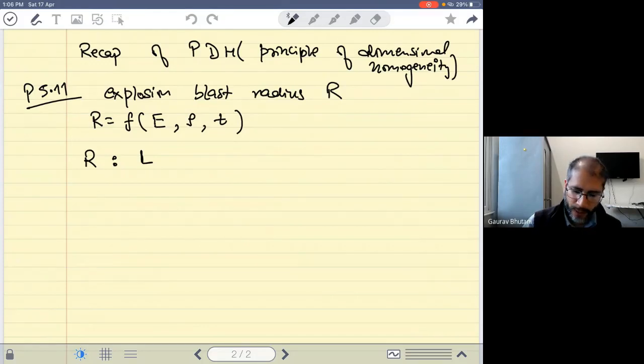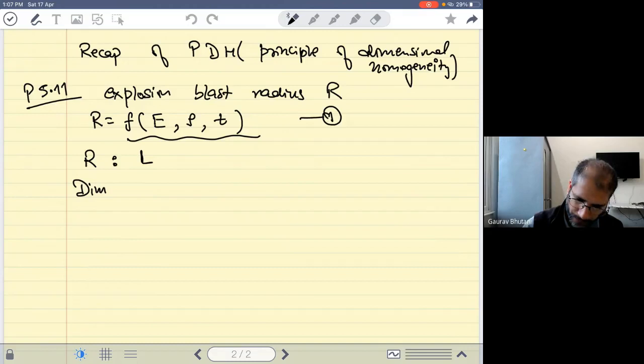When we write the expression of R in terms of E, rho and t, the expressions on both sides of the equality should have the same dimension. So we have to combine E, rho, and t in such a way that the dimension comes out to be the dimension of length. That's quite straightforward. In fact, you have probably done that in your high school physics earlier. We write the dimensions on both sides of the equality, in this expression number 1.